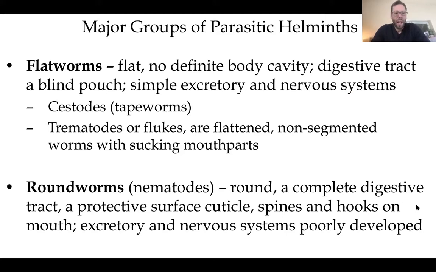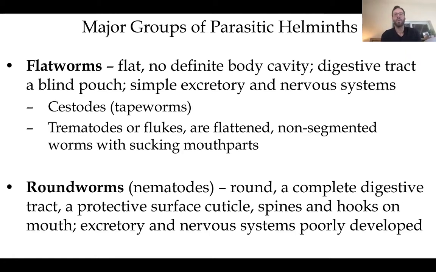Two major groups, flatworms and roundworms. Okay. The flatworms are flat and they're flat because they don't have this defined body cavity. Okay. They don't have an intestine, really. It's just this kind of sac. And they do have a nervous system. Roundworms have a nervous system as well. It's not a localized brain per se, but they do have axons and neurons that are dappled throughout their body.